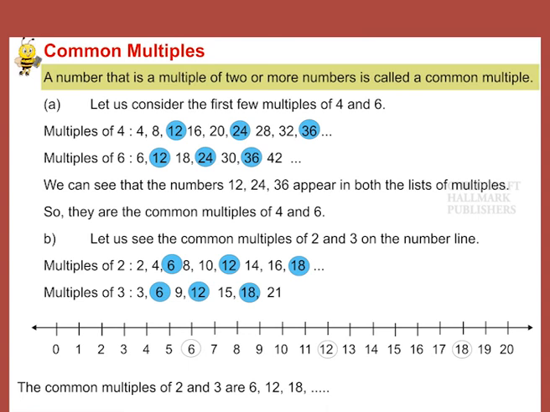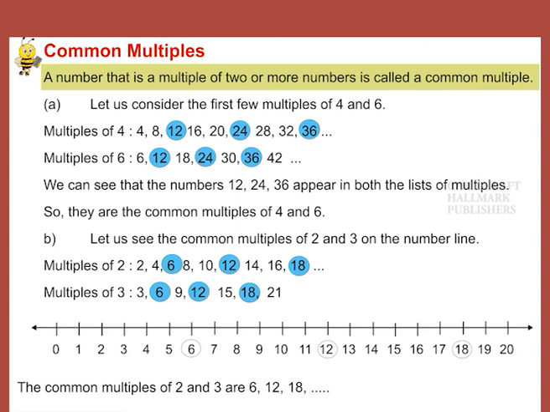Common multiples. A number that is a multiple of 2 or more numbers is called a common multiple. Let's consider the first few multiples of 4 and 6. Multiples of 4. 4, 8, 12, 16, 20, 24, 28, 32, 36. Multiples of 6. 6, 12, 18, 24, 30, 36, 42. We can see that the numbers 12, 24, 36 appear in both the lists of multiples. So they are the common multiples of 4 and 6.